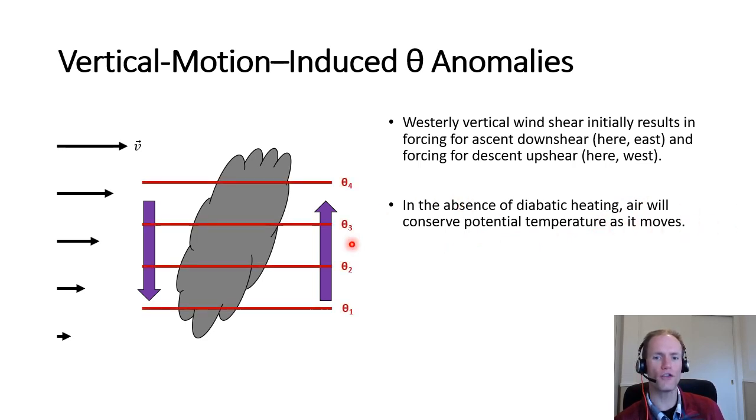So let's throw on a few isentropes here. Theta has values of maybe 290, 300, 310, 320 Kelvin here.